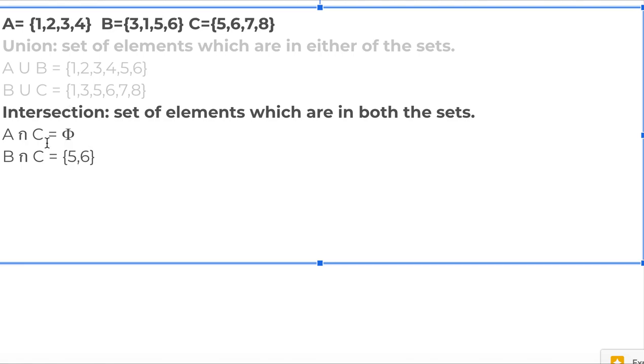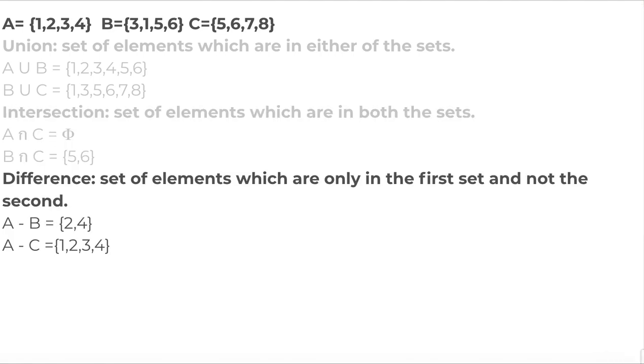Alright, so the intersection between B and C is 5, 6. The difference is all the elements which are only in the first set and not the second set. That is, A minus B would be: take out all the elements that are common between A and B from A. The common elements between A and B are 1, 3. So you take out 1, 3 from A, that's 2, 4.